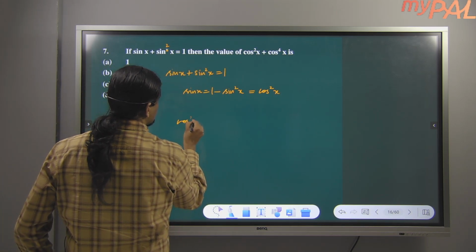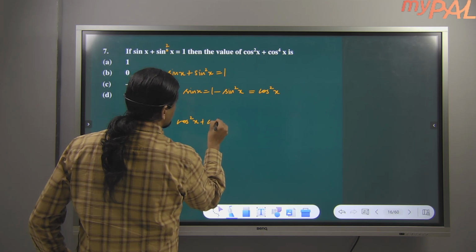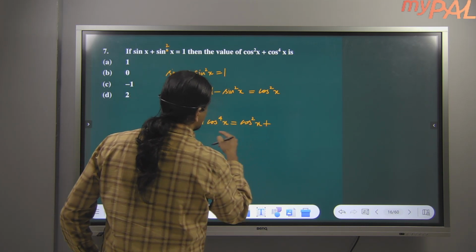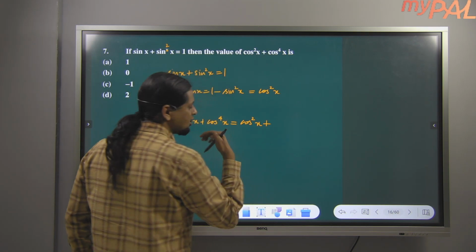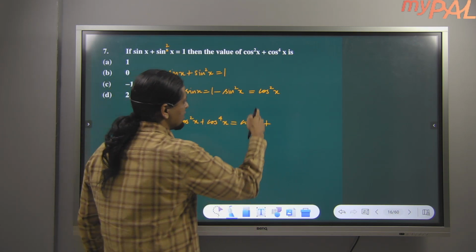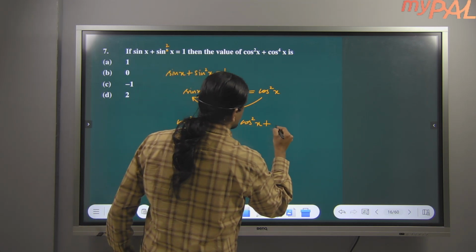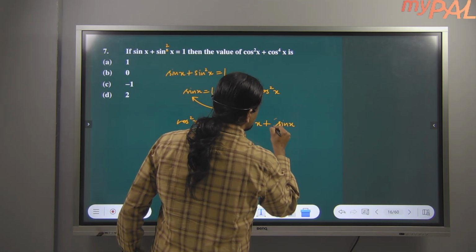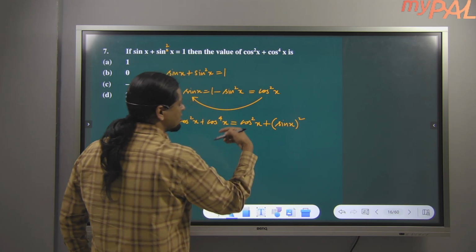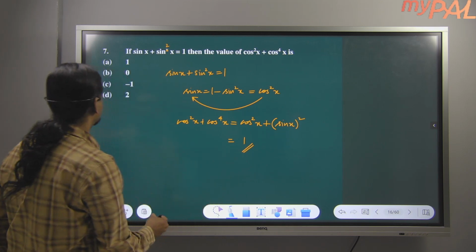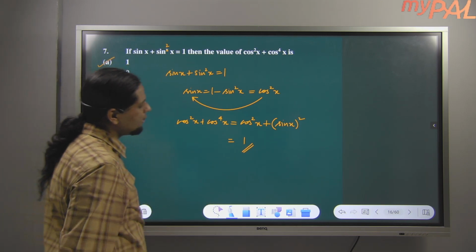So I have cos square x plus cos to the power of 4x is equal to how much? Cos square x I will write as it is. Cos to the power of 4x, can I write as cos square the whole square? Yes. And what about cos square? I know that cos square is sin x. So it's gonna be sin x the whole square, which is nothing but sin square x. And what's cos square plus sin square? We know that the value is going to be 1. So the option is going to be A.